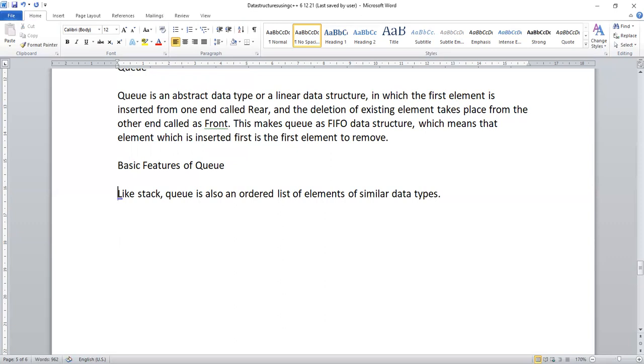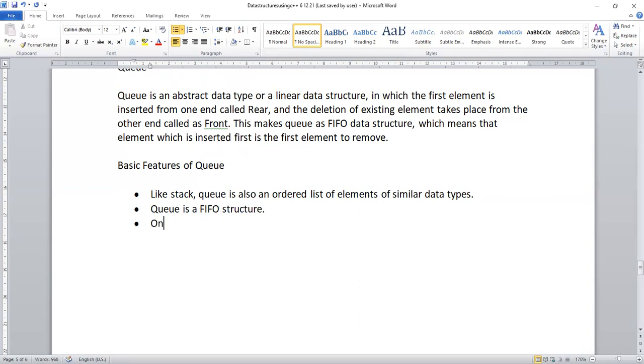So that is the first point. You can say the second point is: Queue is a FIFO structure.